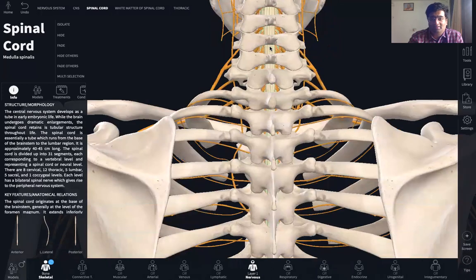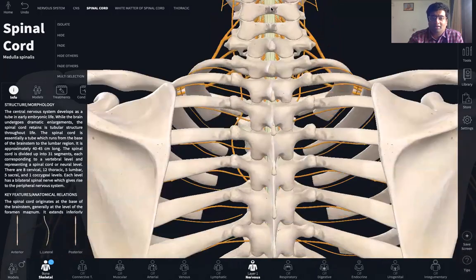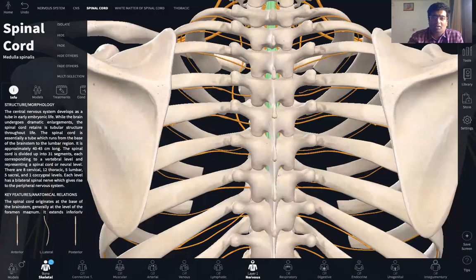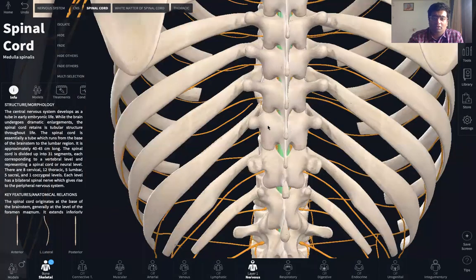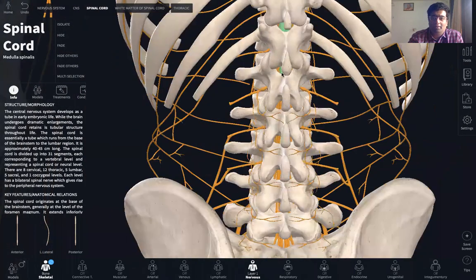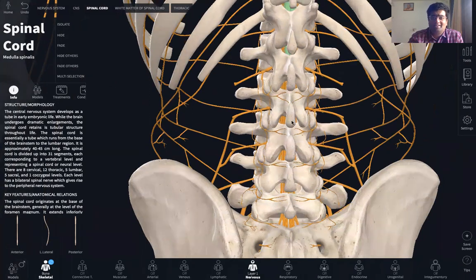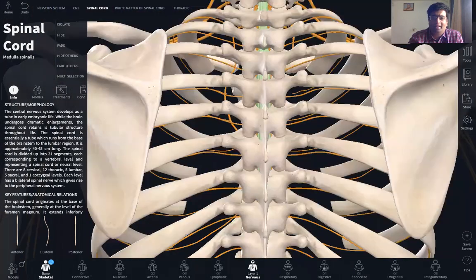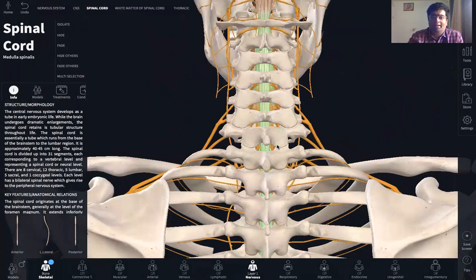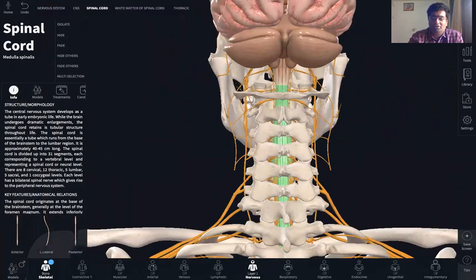matter will lie inside. Now, as far as the spinal cord is concerned, it runs all along the length of your backbone to terminate at the second lumbar vertebrae. I repeat, the spinal cord will terminate at the second lumbar vertebrae. Now, it is well protected by the vertebral column. It is also protected by the same three meninges, that is the outer dura mater, the middle arachnoid mater, and the innermost pia mater, with the cerebrospinal fluid present in between the space of the meninges.